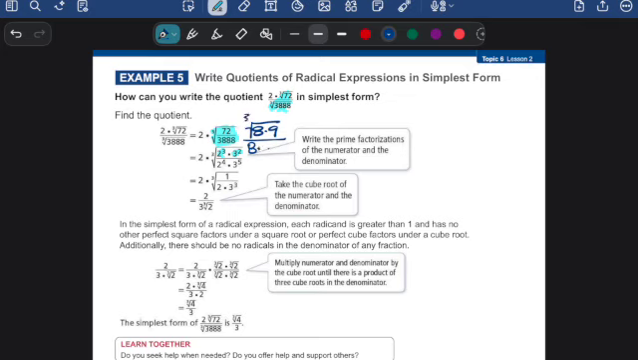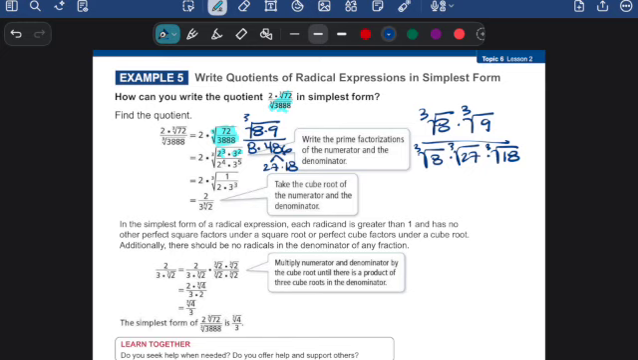8 times 486. Okay, so those are some factors. And then you can break up 486 into 27 times 18. So I have 8, which is a perfect cube, and 27, which is a perfect cube. So then I'm going to just write this over here. The cube root of 8 times the cube root of 9 over the cube root of 8 times the cube root of 27 times the cube root of 18.